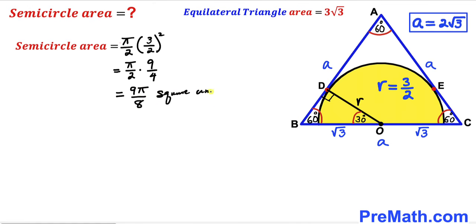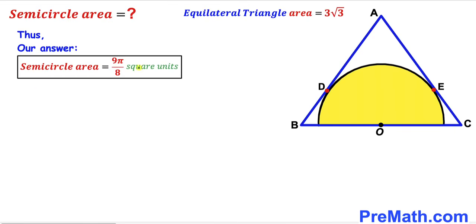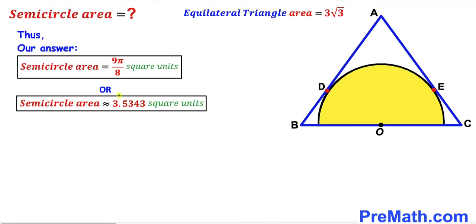square units. So thus after all the calculations and manipulations, the area of this yellow shaded semicircle turns out to be 9 pi divided by 8 square units. And that could be approximately equal to 3.5343 square units as well. In other words, the area of this yellow shaded semicircle is going to be 9 pi divided by 8 square units. And that's our final answer.